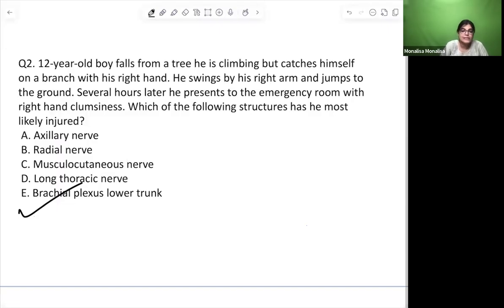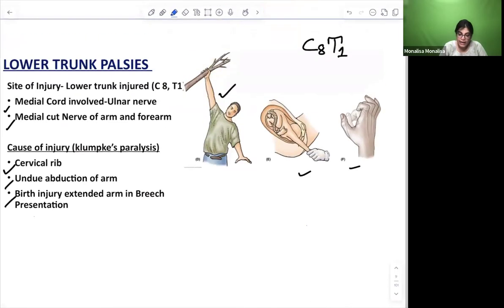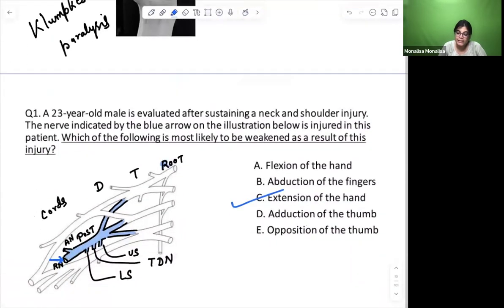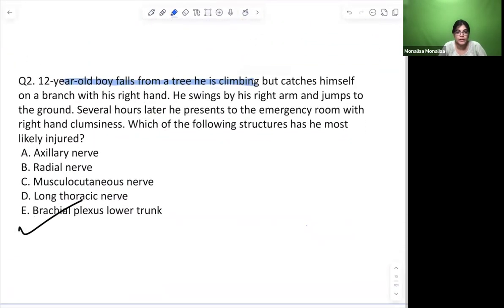Axillary nerve is, so basically the mode of injury will give you the right answer. Here the mode of injury is holding a branch of a tree while climbing, and then the injury occurs. In the lower trunk brachial plexus, what I have told you is that the injury will happen if someone is falling from a height and holding a branch of a tree. This is an abduction injury. So basically the right answer will be lower trunk brachial plexus injury. Okay.